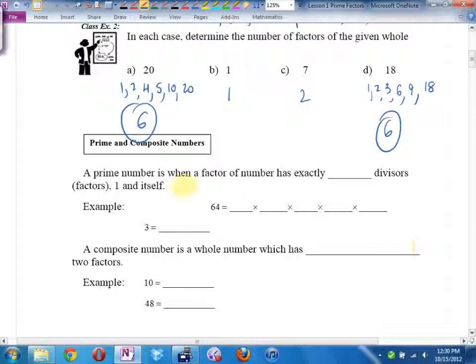So a prime number is when a number has exactly two divisors or factors, one and itself. As an example, 3 is 1 times 3. It's prime. 64 is not. In fact, 64 is 2 times 2 times 2 times 2 times 2 times 2, I think.